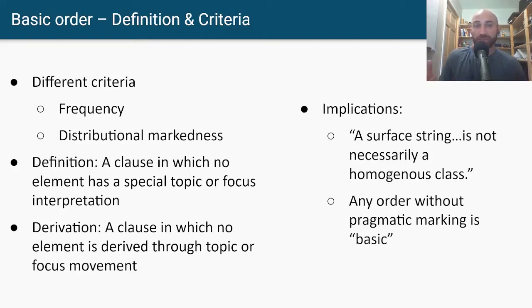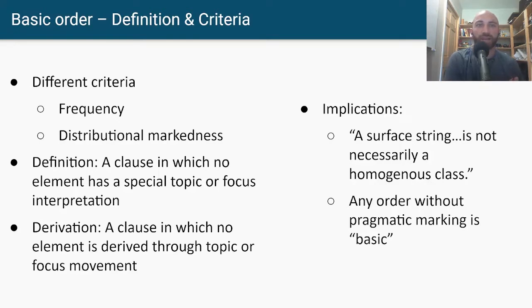So she does something very similar, and she goes through frequency and distributional markedness, which we actually discussed in that episode as well. So she basically says that frequency is nice, but it's not something that is going to make an order basic. And distributional markedness is basically the idea that if you can find one type of clause in a particular environment, and then another type of clause, so like let's say VSO in English, right?